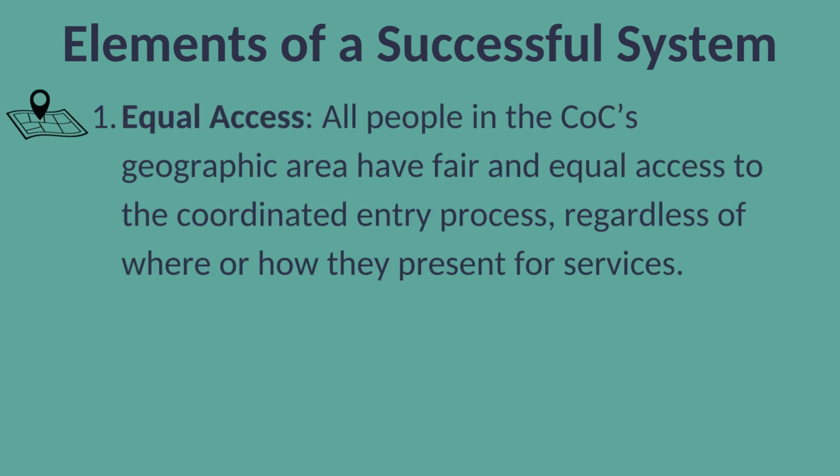Next is fair and equal access. All people in the continuum of care's geographic area should have fair and equal access to the coordinated entry process, regardless of where or how they present for services. Fair and equal access means that people can easily access coordinated entry processes, whether in person, by phone, or some other method, and that the process for accessing help is well known to the community.